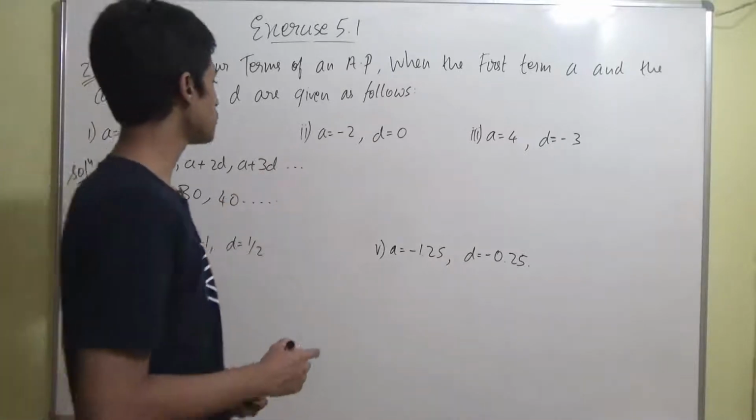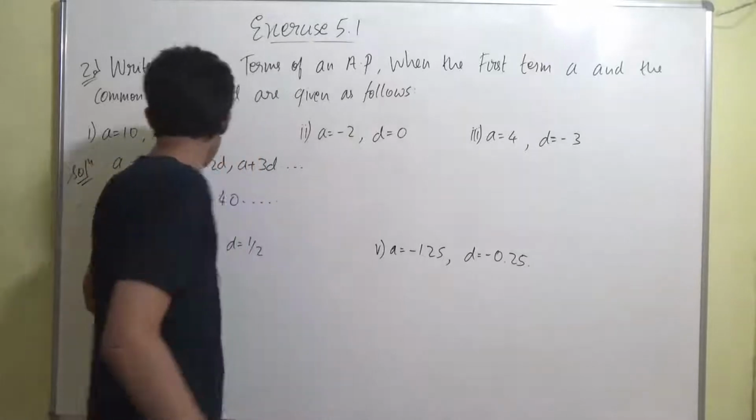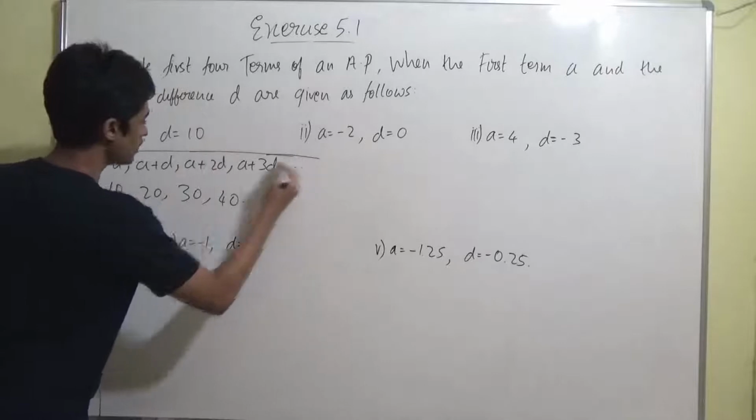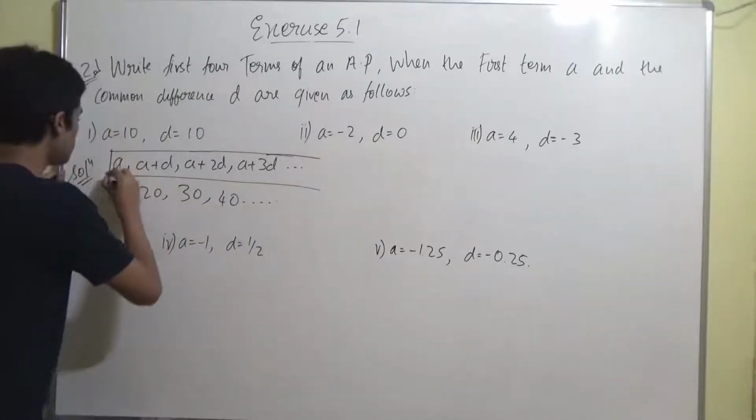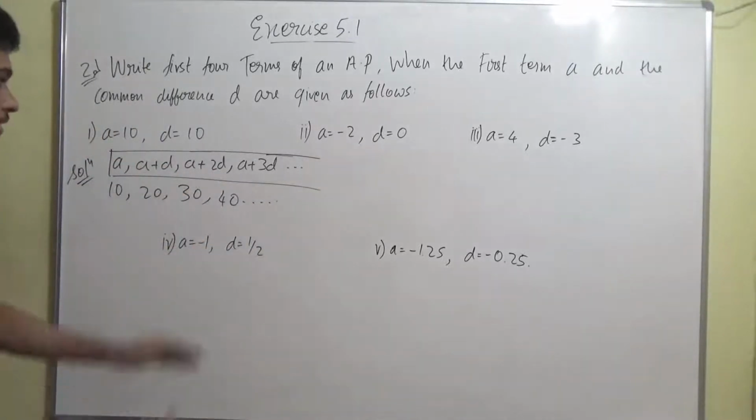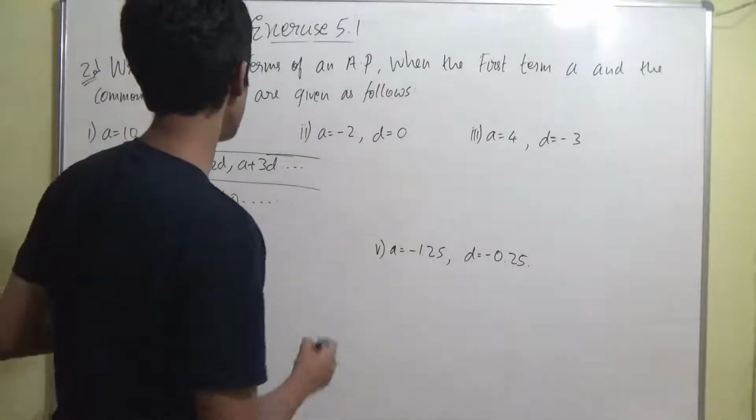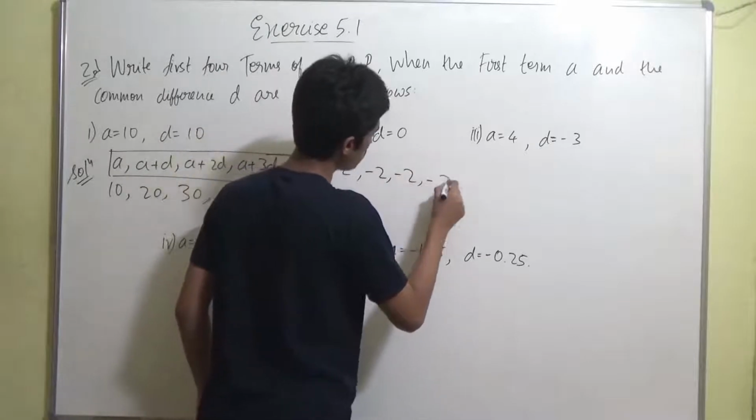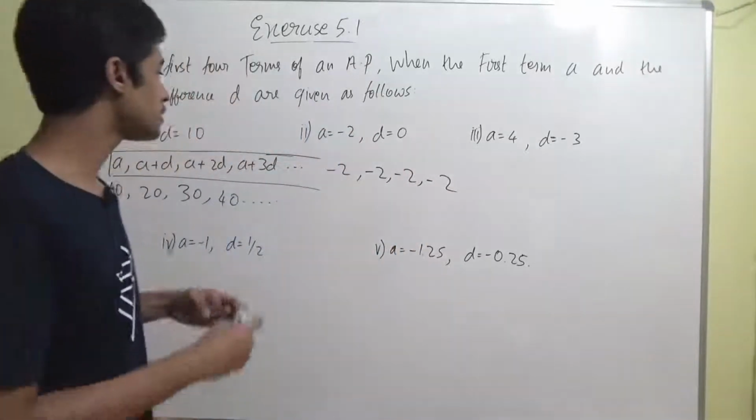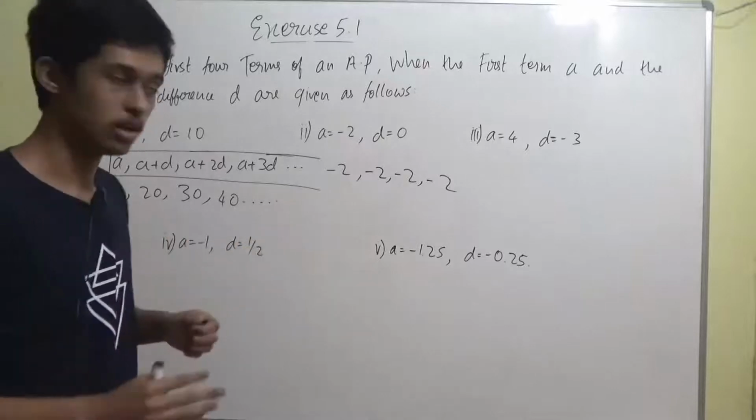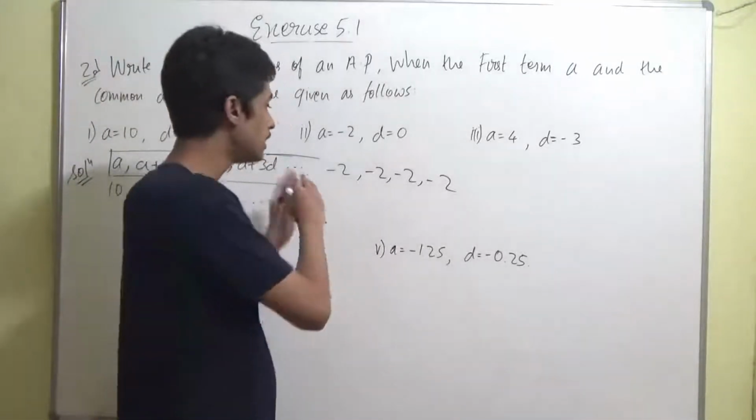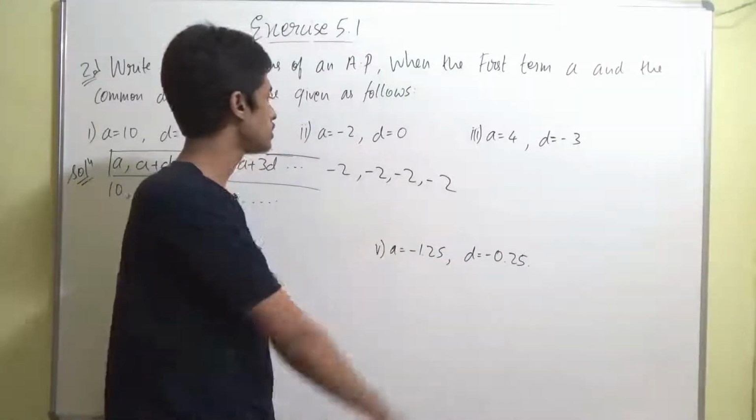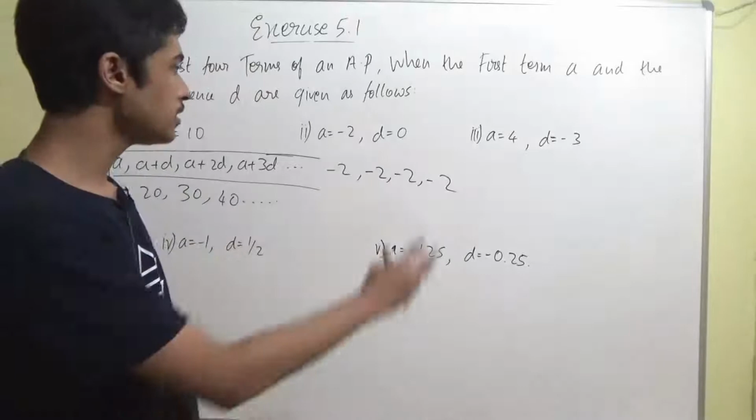Now let's go to the second sub question where we use the same formula, guys. A plus D, A plus 2D, A plus 3D, and so on. This general formula we will use everywhere, right? So in this case it will become minus 2, minus 2, minus 2, minus 2. Why, guys? Because the common difference is 0, which means there is going to be no difference between the terms, so they're going to be the same. The terms are going to repeat throughout the AP. Done. Let's go to the third question now.